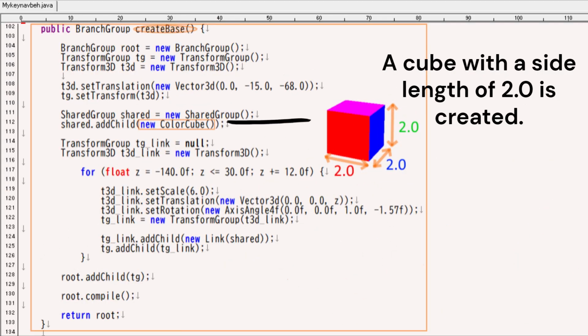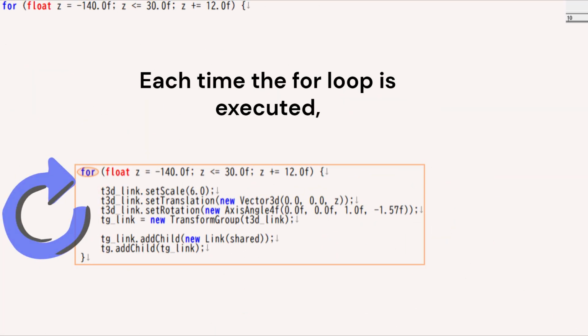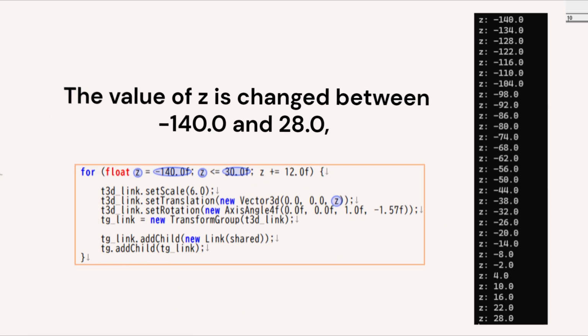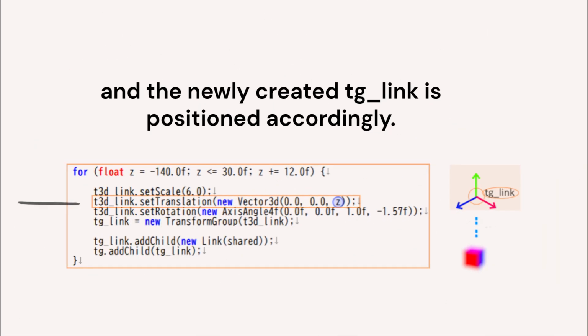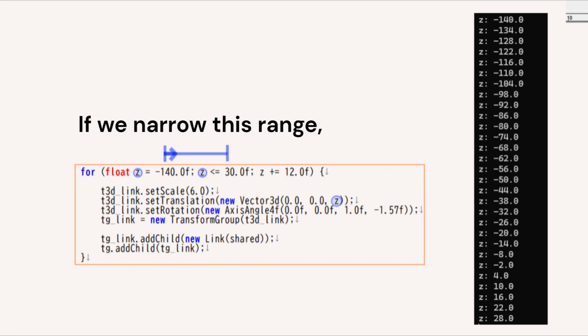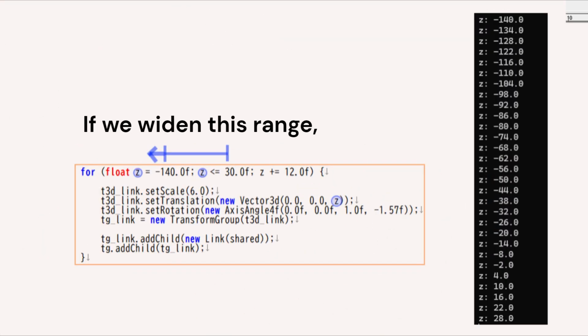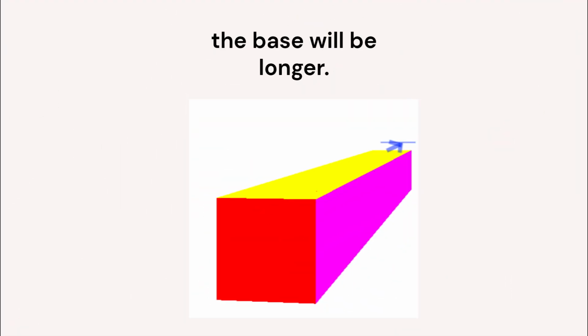1b. A cube with a side length of 2.0 is created. Each time the for loop is executed, one child local coordinate system, TG-link, is created, under which a color cube is connected. The value of z is changed between -140.0 and 28.0, and the newly created TG-link is positioned accordingly. If we narrow this range, the base will be shorter. If we widen this range, the base will be longer.